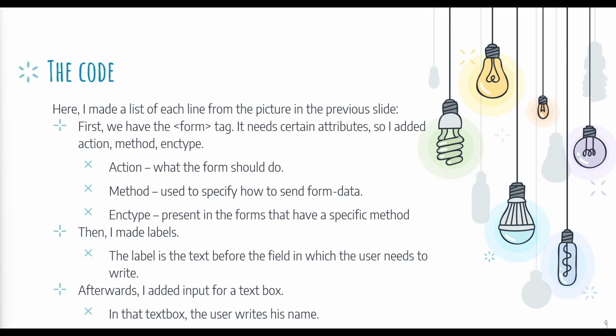Action is what the form should do. Method is used to specify how to send form data. Enctype is present in the forms that have a specific method. Afterwards, I made labels. The label is the text before the field in which the user needs to write. Then I added input for a text box. In that text box, the user writes his name.